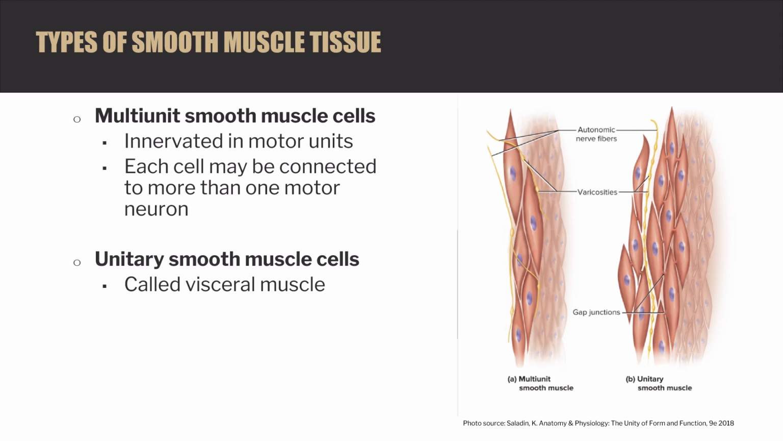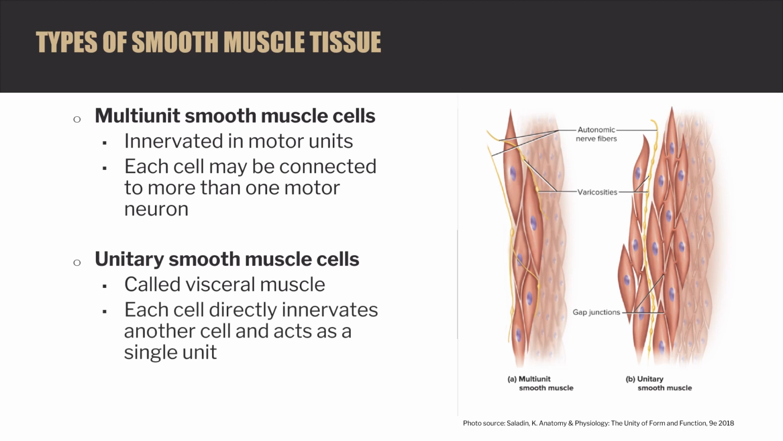The names unitary and single unit refer to the fact that myocytes of this type of muscle are electrically coupled together by gap junctions. This allows them to directly stimulate each other, so numerous cells contract as a unit, almost as if they were a single cell. In this muscle type, the nerve varicosities are not associated with a specific myocyte, but stimulate several of them at once when they release neurotransmitter.